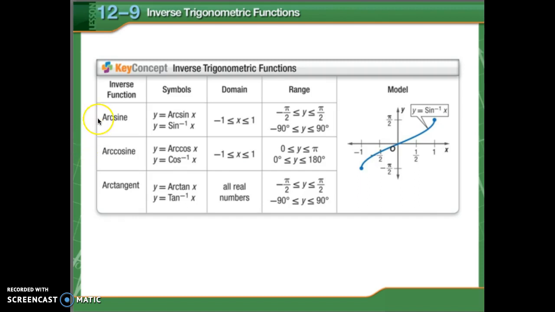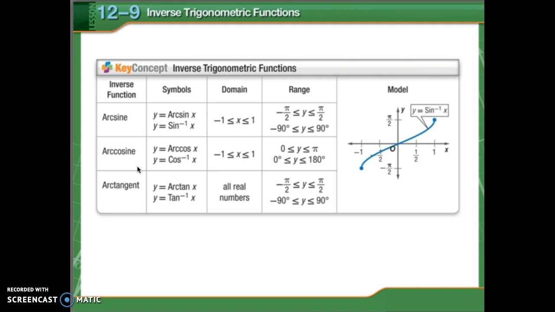So we're going to start off with arc sine or inverse sine. These two things mean the same thing. You can see here they have arc sine of x and sine inverse of x. These mean the same thing. Some textbooks use one term and some textbooks use the other. Some calculators use one term and some calculators use the other, but they mean the exact same thing. It's the same for cosine and for tangent. There's two different ways of saying the same thing.